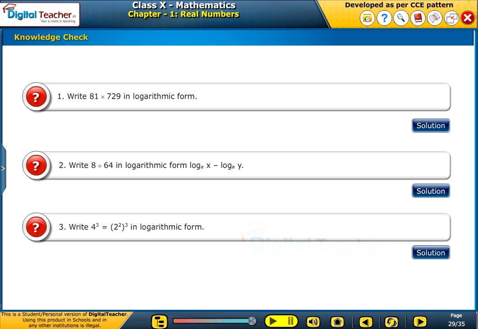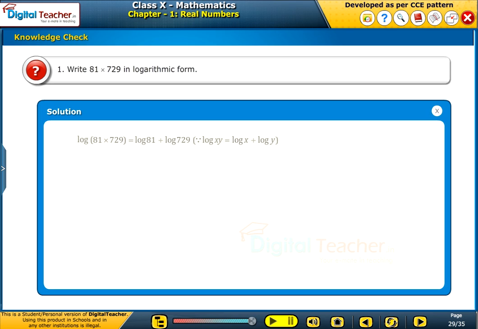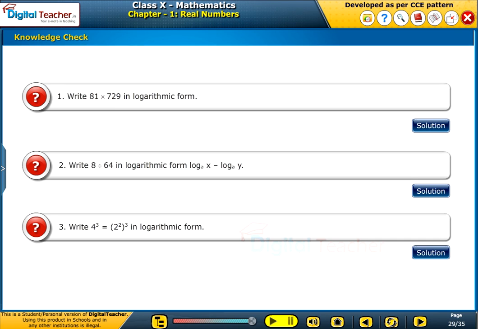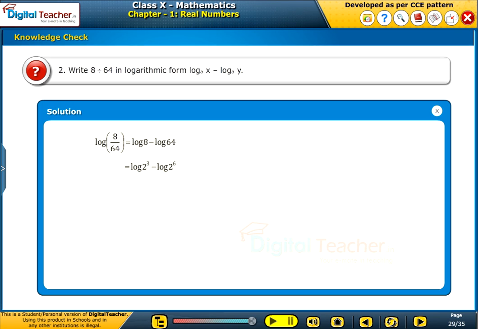Knowledge check. Attempt the following question to check your understanding. Since the given expression is in the form of log xy equal to log x plus log y, we can write it as shown on screen. Since log x by y is equal to log x minus log y, we write it as shown on screen.